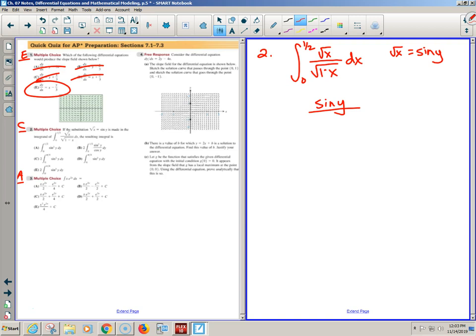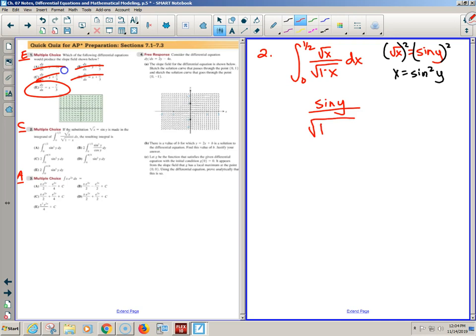Okay, we need to plug in a whole lot more. We need to get rid of our bounds, we need to get rid of our dx, and we need to get rid of our x. We don't have x exactly, so make it. How do we make x? Square both sides, so x is equal to sine squared of y. Why did I do that? Because I have to plug in just an x.